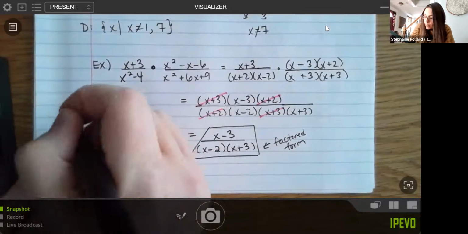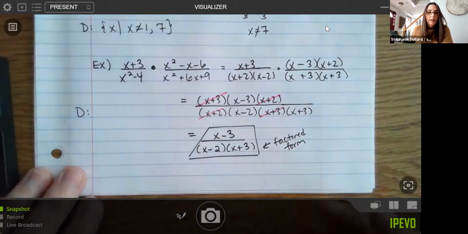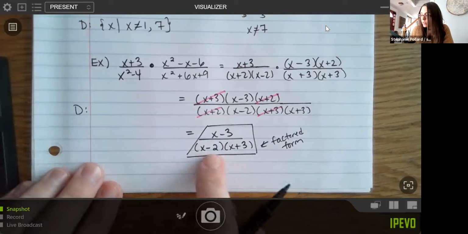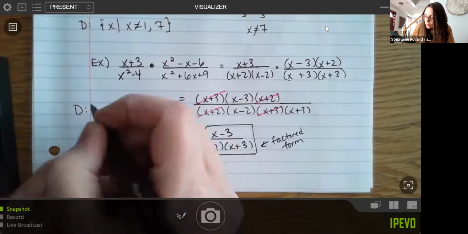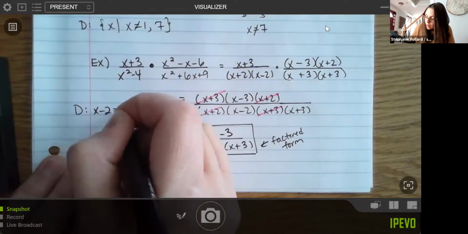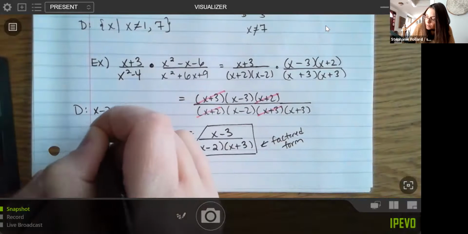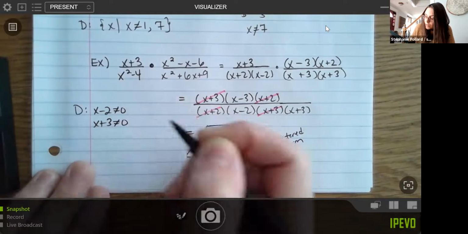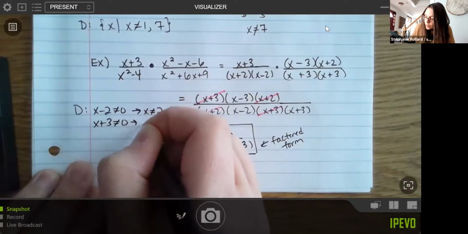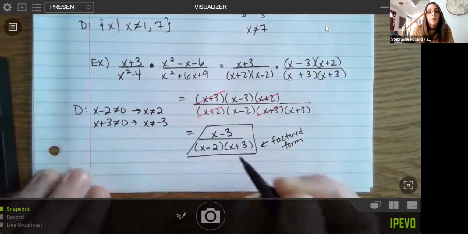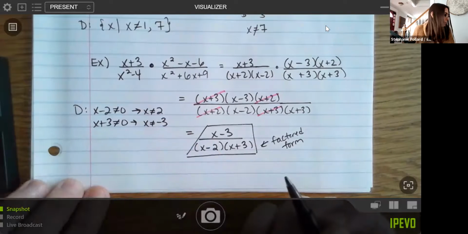If I'm checking my domain, though, I am going to be careful. So at the end, I do have two domain issues here, right? I can see two right here. X minus 2 cannot equal 0, and then also x plus 3 cannot equal 0. So right away, I can see that I need to exclude the value 2, and I also need to exclude the value negative 3 if I solve those two equations.